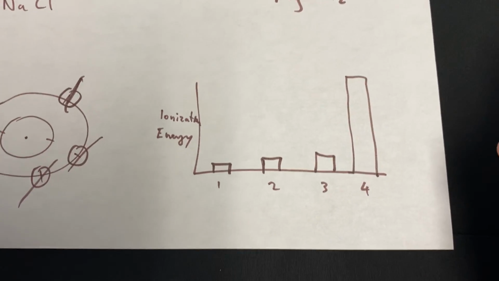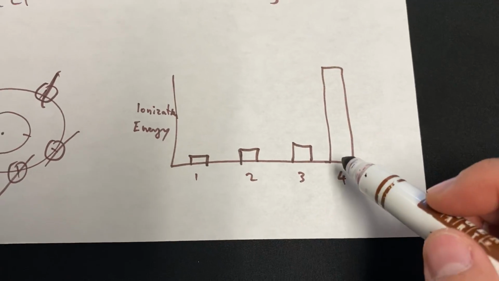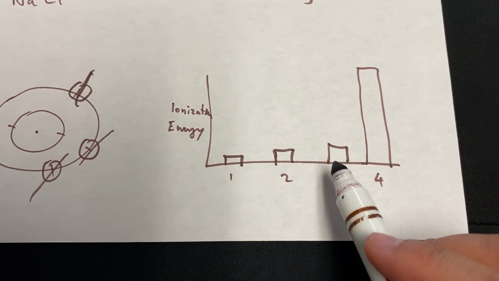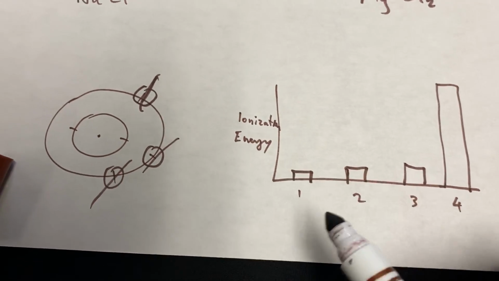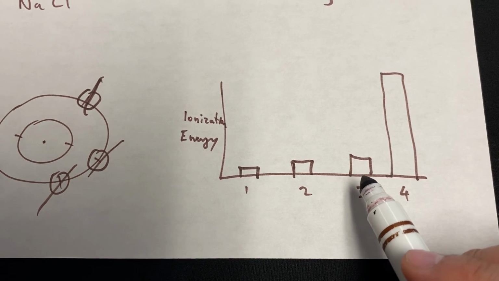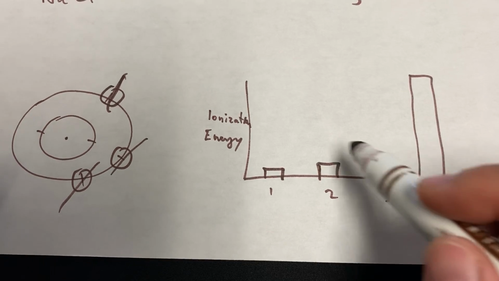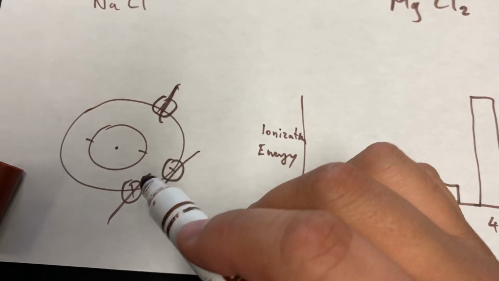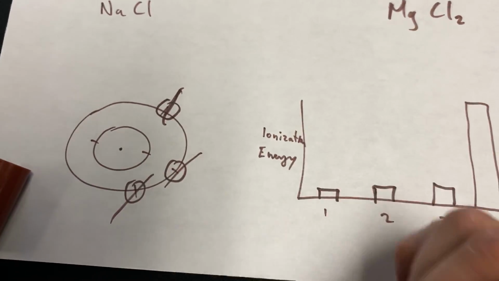On the content assessment, you may be asked to identify which element belongs to these profiles for ionization energies. Notice that it basically would start off with low ionization energies for every valence electron that's on the outside. So if you see 3 low ionization energies followed by a 4th one that's really, really high, that should be a clue to you that this element, whatever it is, has 3 valence electrons on the outside because the 4th one is a core electron, which is really hard to remove.